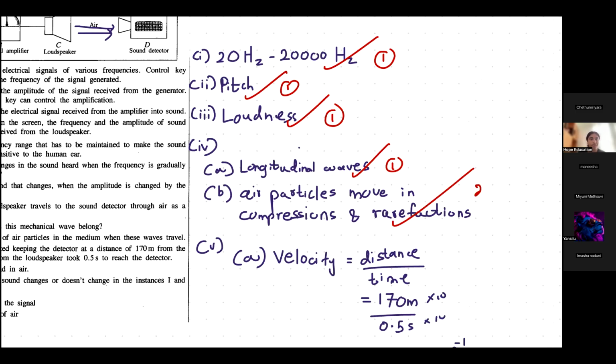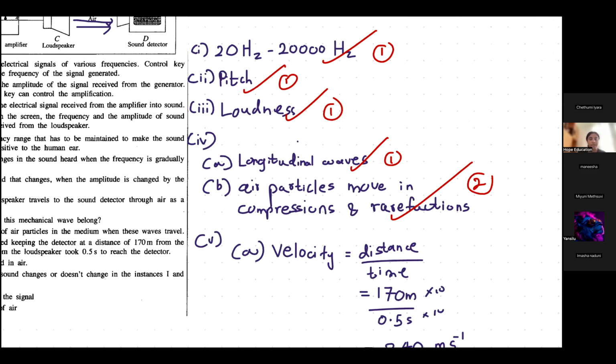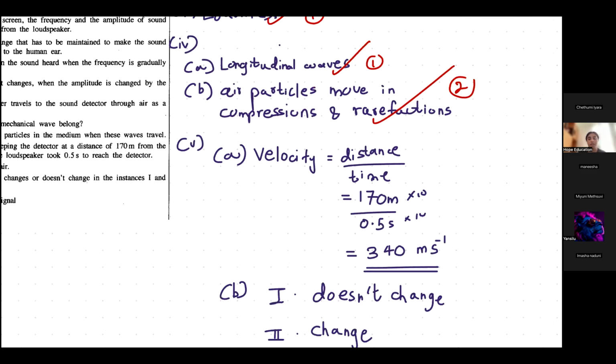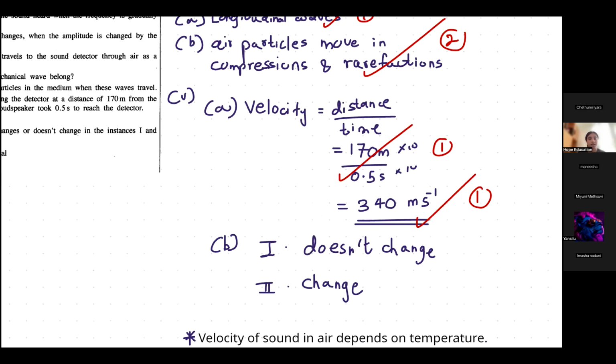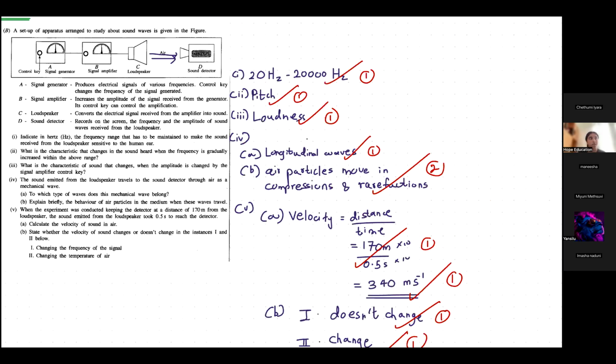It's an important question. Here, showing the division of 170 by 0.5 gets 1 mark. The final answer gets 1 mark. Without the unit, you won't get this 1 mark. Then 'does not change' gets 1 mark, and 'change' gets 1 mark. So there you get marks out of 10.